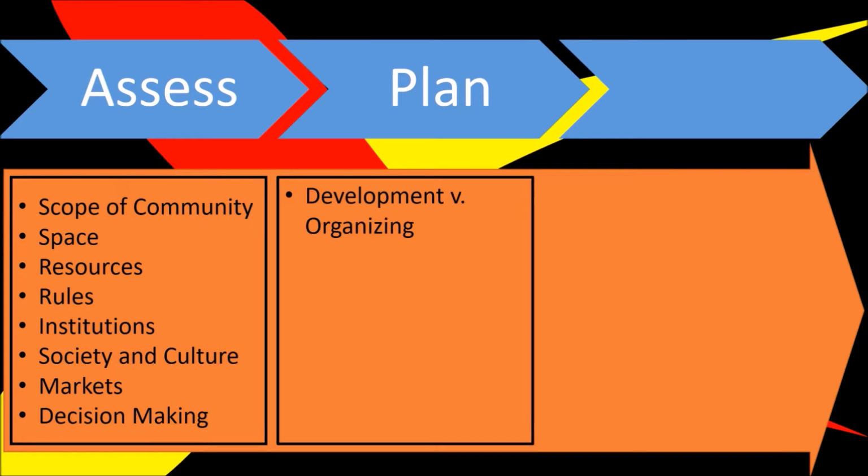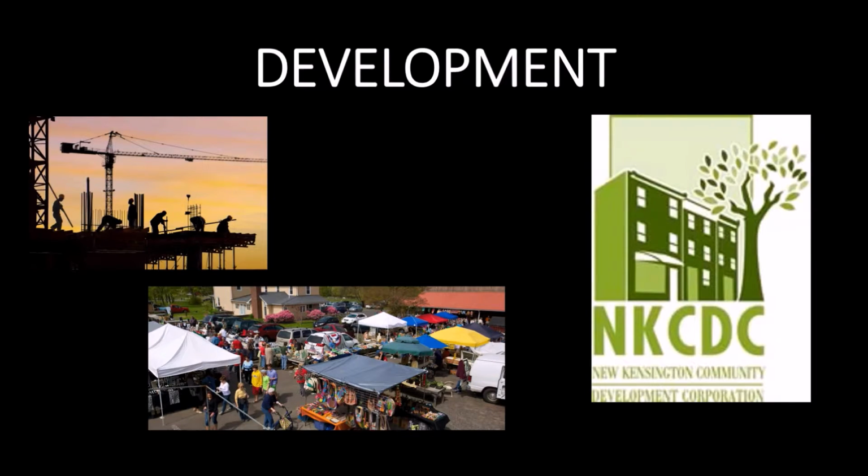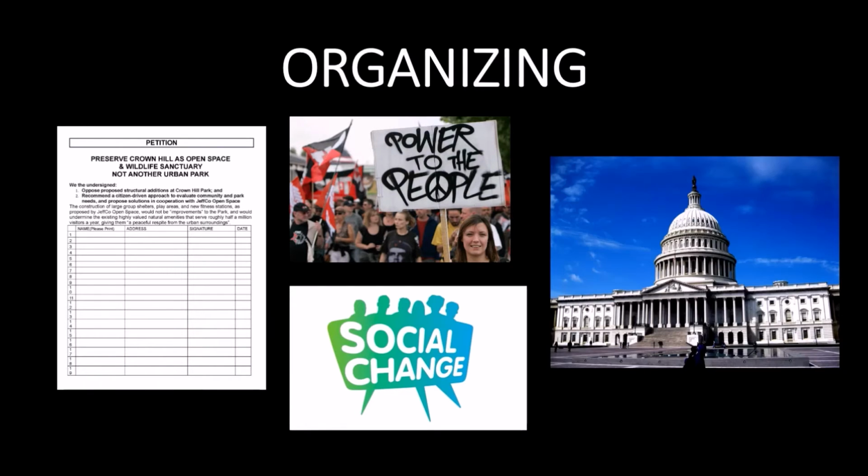The first thing we're going to focus on is community development versus community organizing. Community development is primarily the creation of physical infrastructure using locally available resources through local institutions or sometimes government-backed institutions. Organizing, in comparison, is how we get the voices of people heard, how we empower the people and enact social change and gain access to decision-making processes.